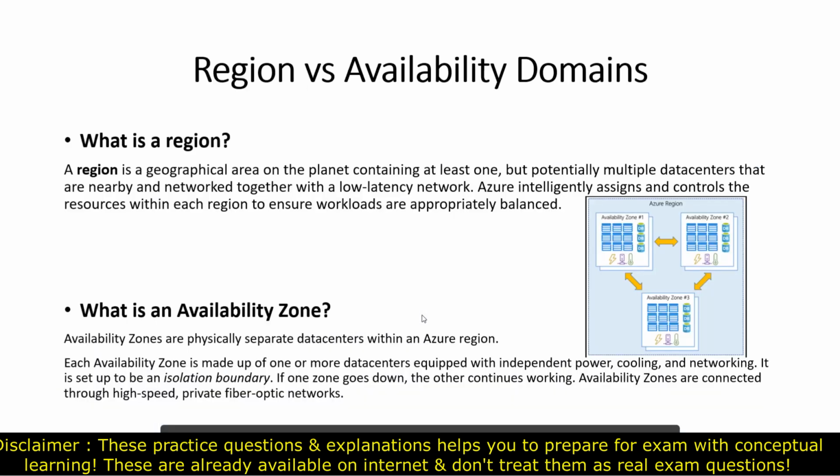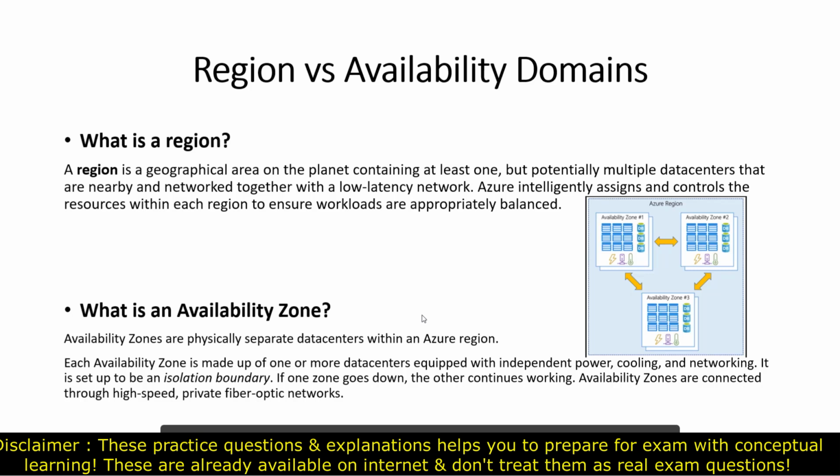Now let's understand what exactly regions and availability domains are. A region is a geographical area on the planet that consists of one or more availability domains. And the availability domain is the term from OCI; in Azure we know it as an availability zone. What exactly are these? Availability zones are physically separate data centers within an Azure region, and one region mostly has three ADs in it, meaning availability zones.